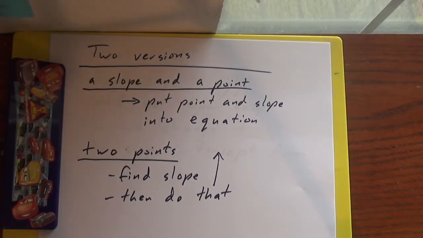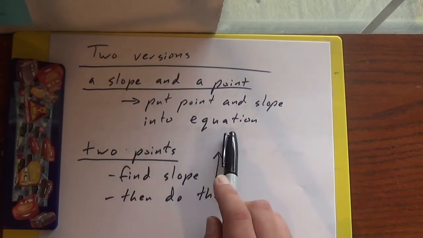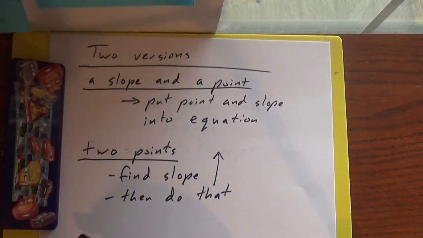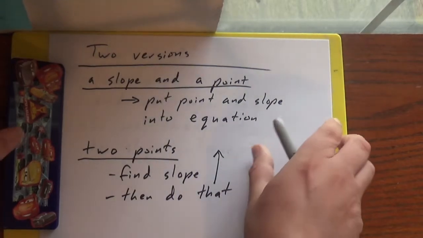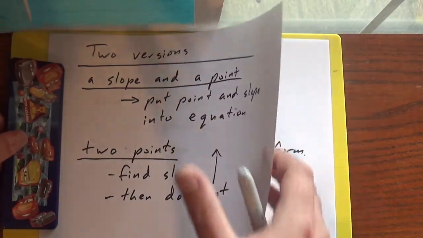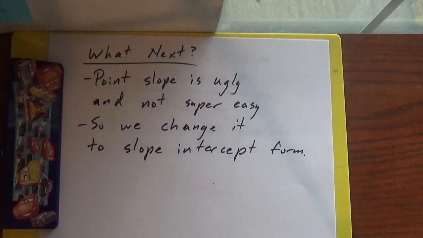And just because they like to make it more complicated, there's 2 standard problems that we have when we do a point-slope problem. The first one is we have a slope and we have a point. So if it's that one, we're going to put the point and the slope into the equation. The other version is that they just give us 2 points. So then we have to find the slope and then we put the point and the slope into the equation. So it's the same thing, just one more step.